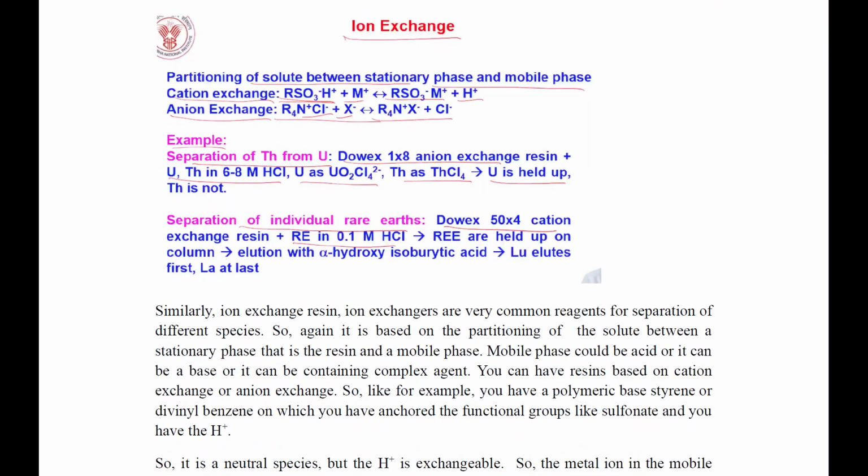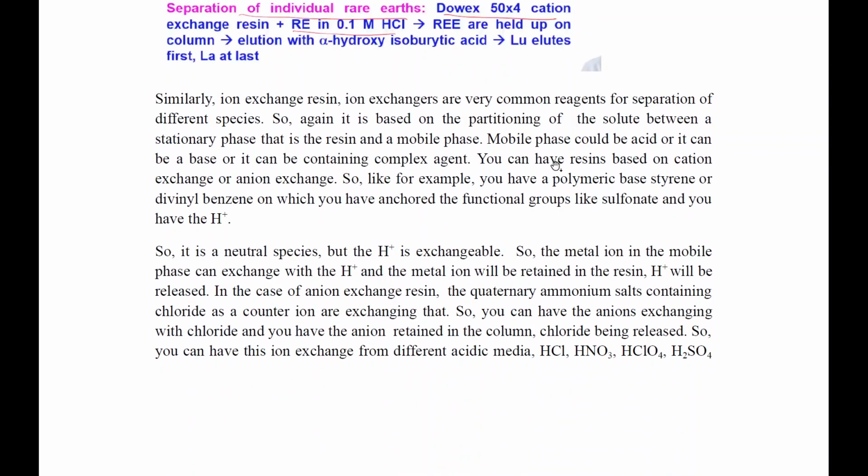Okay, moving further is ion exchange. It is a partitioning of solute between stationary phase and mobile phase. Cation exchange, where there is a cation which exchanges, example RSO3 minus H plus plus M plus. It reversibly gives RSO3 minus M plus and H plus, where the M plus is exchanged for X plus. Example is thorium from uranium, Dowex and an exchange reagent plus uranium giving thorium, and you see uranium is held up. It is used in the separation of individual rare earths.